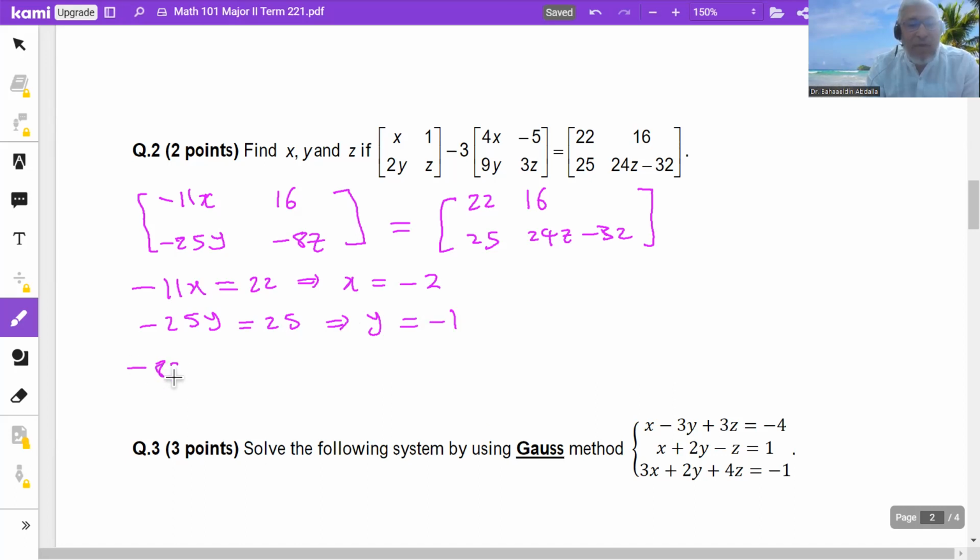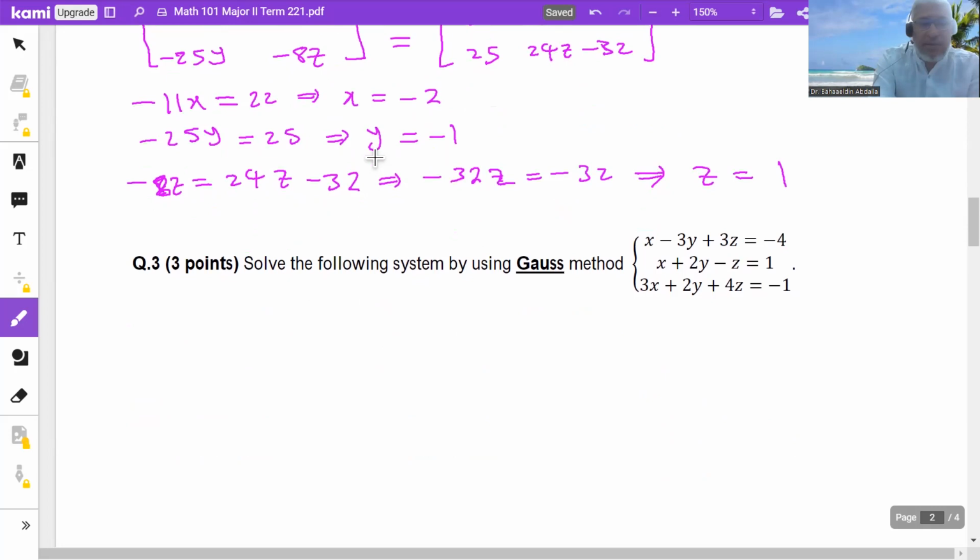And finally, negative 8z is equal to 24z minus 32. To solve this equation, I take the variables in one side and the numbers in one side. So let us take 24 to the other side. So it would be negative 24, and I have negative 8. Negative 8 minus 24, that's negative 32z. And the right-hand side, we have negative 32. So z would be negative 32 over negative 32, which is 1. So these are the values of x, y, and z.